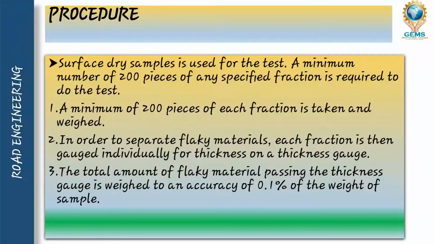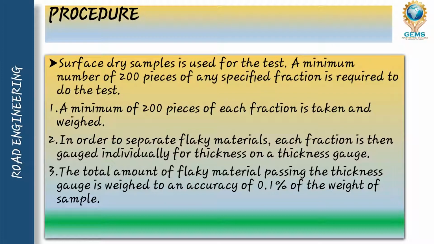The procedure of this test is that a surface dry sample is used. A minimum of 200 pieces of any specified fraction is required to do this test. A minimum of 200 pieces of each fraction is taken and weighed. In order to separate flaky material, each fraction is then gauged individually for thickness on the thickness gauge. The total amount of flaky material passing through the thickness gauge is weighed to an accuracy of 0.1% of the weight of the sample.